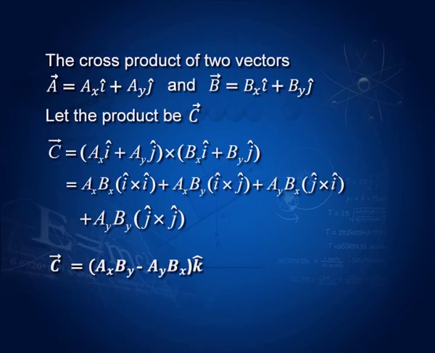So, the cross product of two vectors A and B, where A and B are both in the xy plane, as it should, comes out to be in the z direction. So, vector C is, you can see, in the direction of k cap.